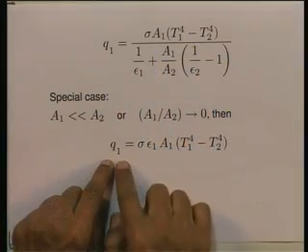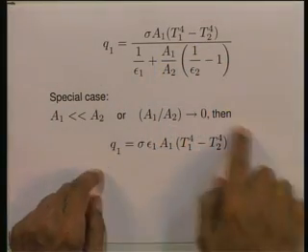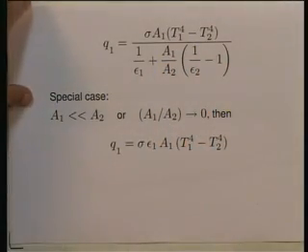So, that one surface completely surrounds another. So, that F1-2 is 1 and F2-1 is A1 upon A2. And then finally, we took up this special case and said if A1 by A2 tends to 0, we get this simpler expression. Now, we are going to solve a problem or two.